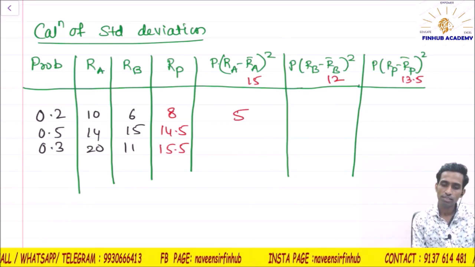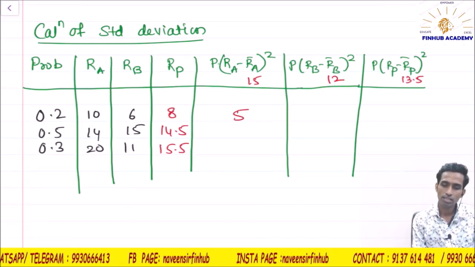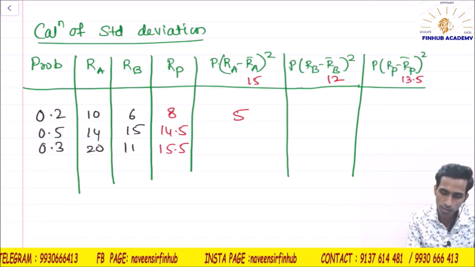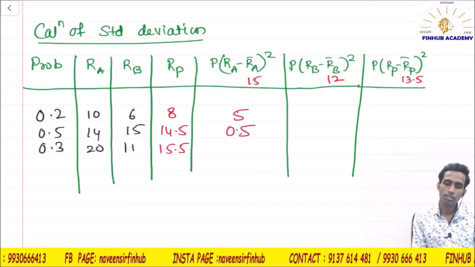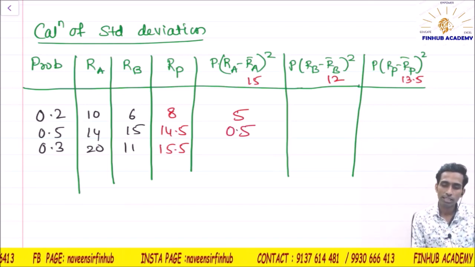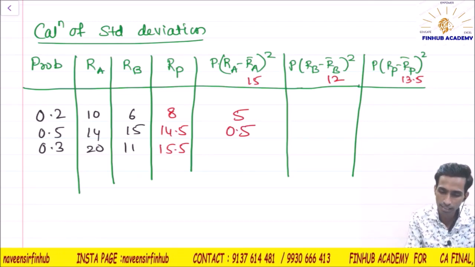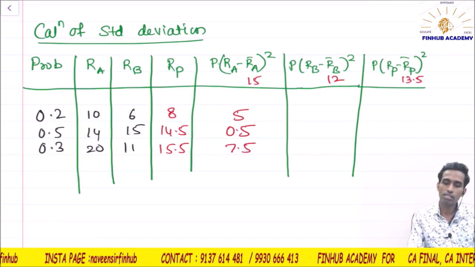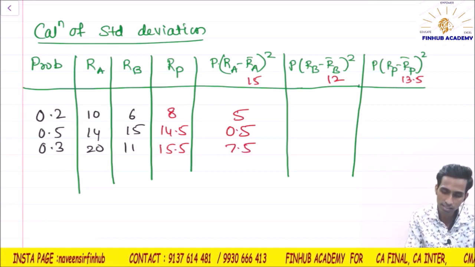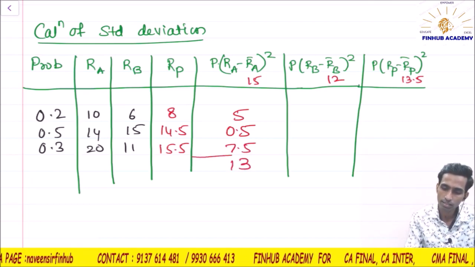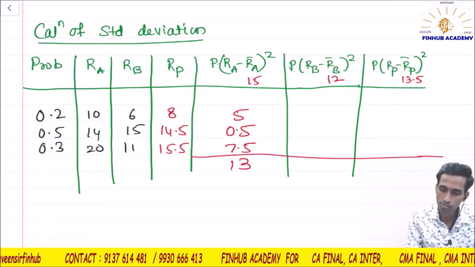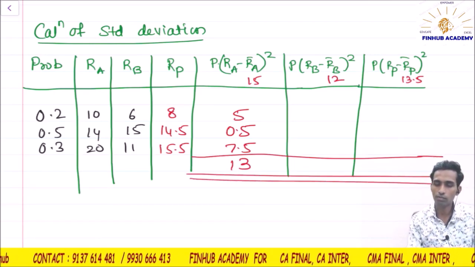14 minus 15 is minus 1. Minus 1 squared is 1, into 0.5 is 0.5. I am faster than your calculator. 20 minus 15 is 5. 5 into 5 is 25. 25 into 0.3 is 7.5. 7.5 plus 0.5 is 8. 8 plus 5 is 13. Great. Full speed, full speed. Otherwise at 5 o'clock they will kick you out.